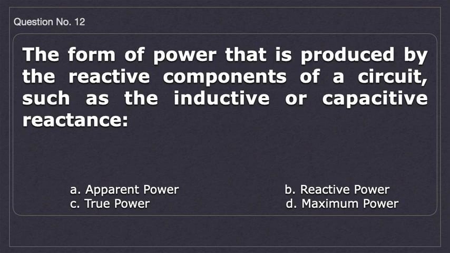Question number 12. The form of power that is produced by the reactive components of a circuit, such as the inductive or capacitive reactance. A. Apparent power, B. Reactive power, C. True power, D. Maximum power. Answer, B. Reactive power.